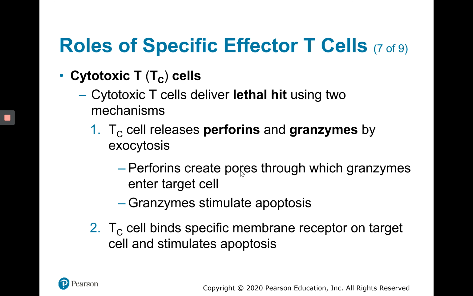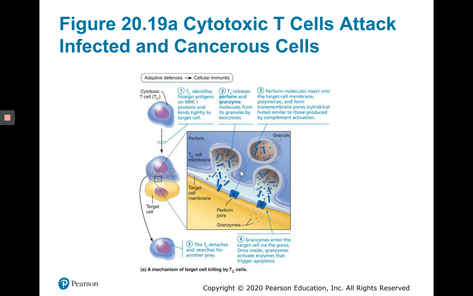Cytotoxic T cells deliver a lethal hit using two mechanisms. This mechanism sees the release of perforins and granzymes by exocytosis. We also see that the T cytotoxic cell binds a specific membrane receptor on the target cell in order to help stimulate this apoptosis. The perforins create pores through which granzymes enter the target cell, whereas the granzymes stimulate apoptosis. Both cytotoxic T cells and NK cells use perforins and granzymes as a mechanism of action for killing infected cells.